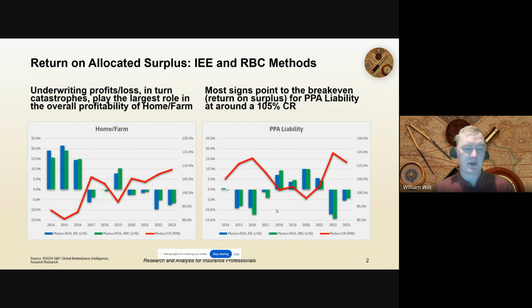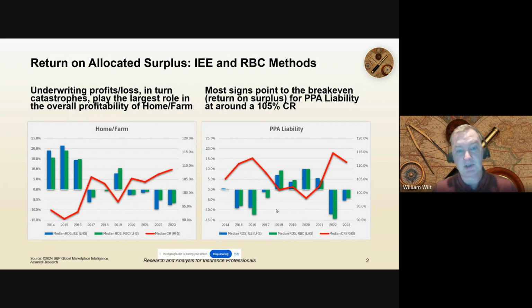So the personal lines, major products on the left, home farm, really driven by homeowners, and on the right, private passenger auto liability, not auto liability plus physical damage. Here we're just showing liability. And in home farm, looking on the left, you see reasonable returns in 14, 15, 16 when the combined ratio was down near 90. Relatively low years for catastrophes.